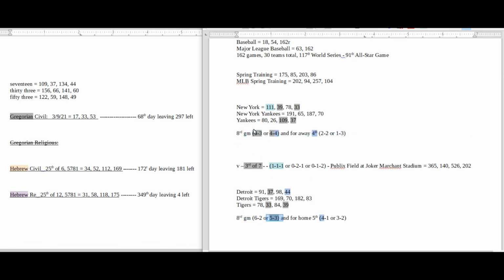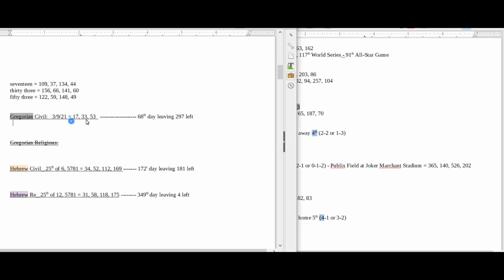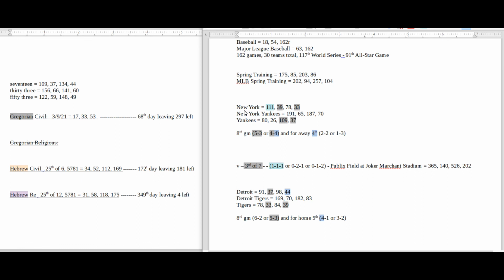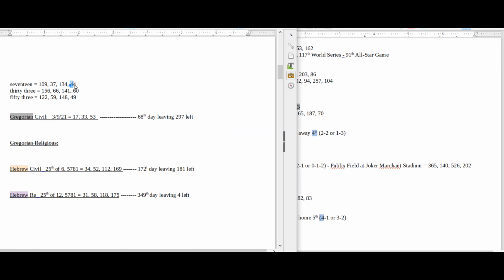Tigers become 5-3 with the loss. Yankees become 5-3 with the win. 53, date numerology on the Gregorian. Or it could be a little bit more elaborate. Detroit becomes 1-1-1 head-to-head against New York. And then New York would be 4-4 against Detroit 4-4. 17 date numerology, 17 sums to 44.